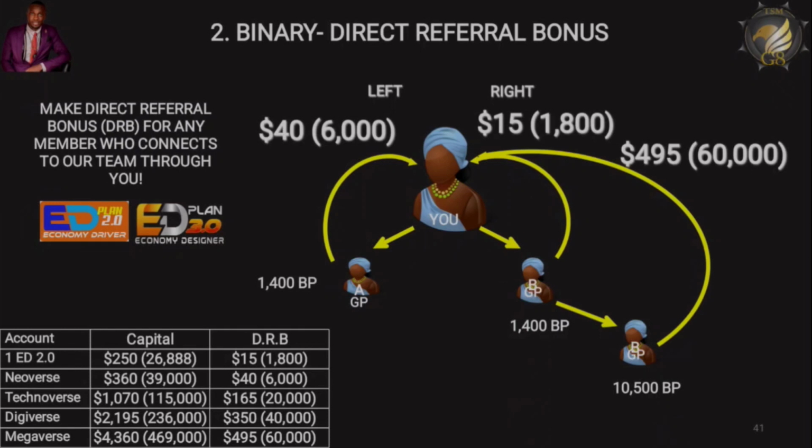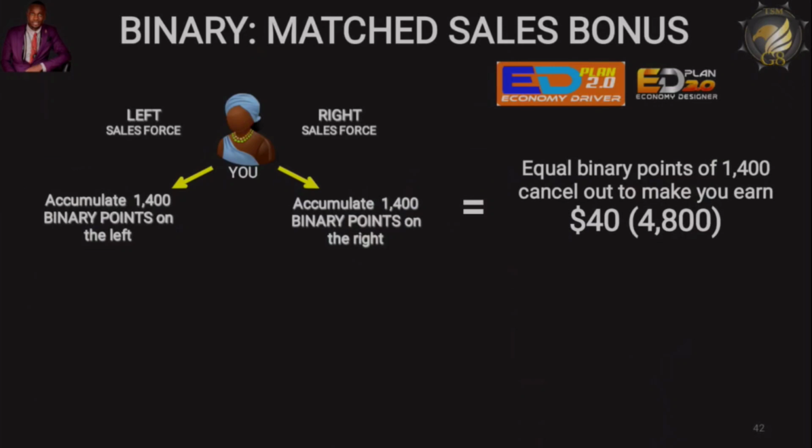So one thing you have to understand is that if you join the business with the ED 2.0 package, you are likely to invite and connect most people who are going to join you with the ED 2.0 packages. If you join with the ED 3.0 packages, you are likely to attract people with ED 3.0 packages. That is what usually happens, okay?